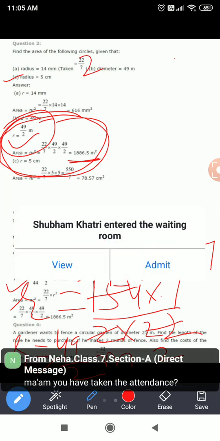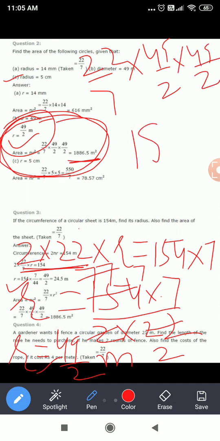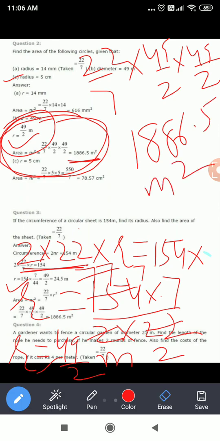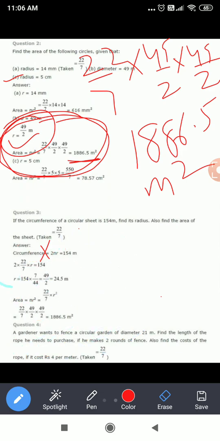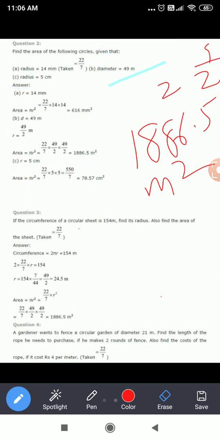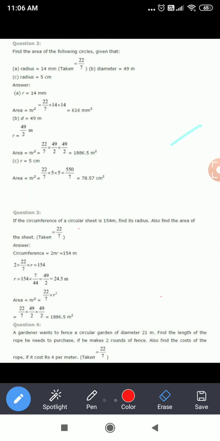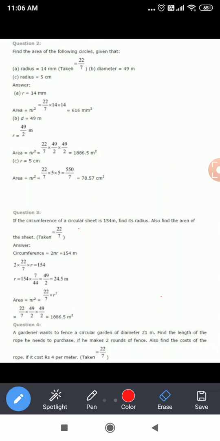Put the value in the radius. 49 by 2 into 49 by 2. When you will solve, you will get 1886.5 meters square as area. So this is about question number 3. Just circumference was given, you will take the formula for circumference, you will put the values over there, and after solving you can get the radius. After getting the radius, you will put the radius in the formula for the area, and from there you will get the area of the required circle.